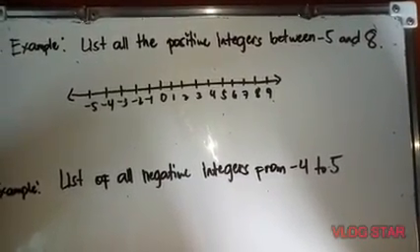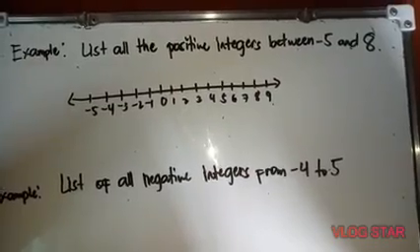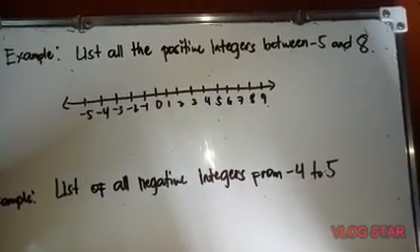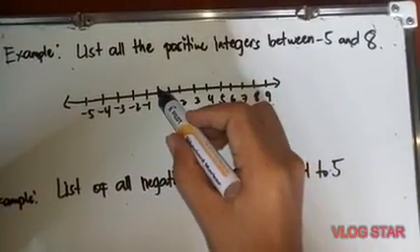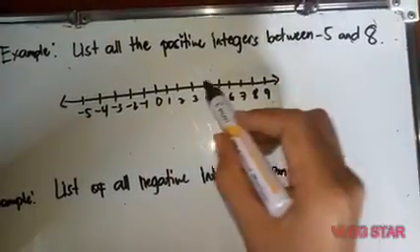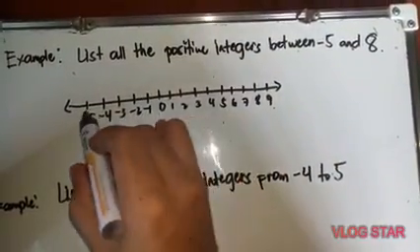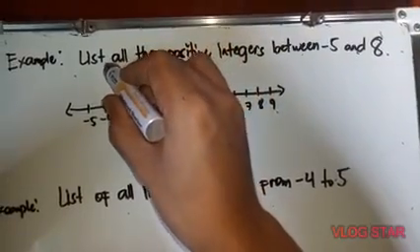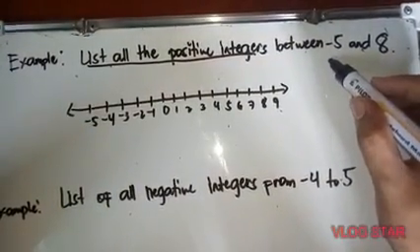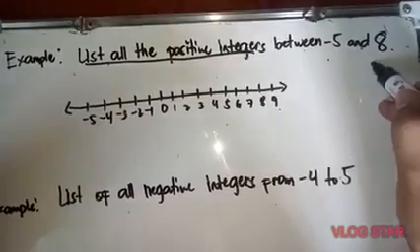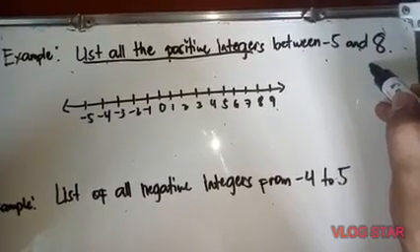Another example, list all the positive integers between negative 5 and 8. So if this is the question, you can use a number line. So I draw a number line here with the origin 0. This is the positive integers and these are the negative integers. The question is list the positive integers between negative 5 and 8.